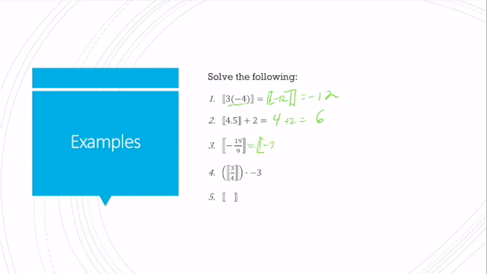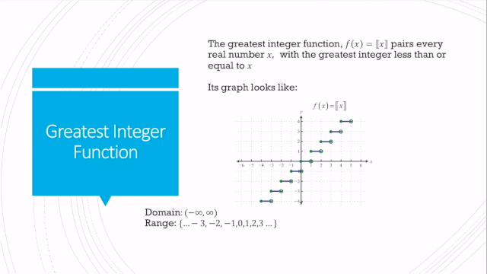The greatest integer of negative 19 ninths. Let me rewrite that as a mixed number. That might be a little more helpful, right? So negative 2 and 1 ninth, we would round that to the one below it, which would be negative 3. 3 fourths would get rounded down to, not 1, right? That would round up. We're rounding it down to 0. So 0 times negative 3 gives me 0. And there's nothing in there, so we can't solve this problem.